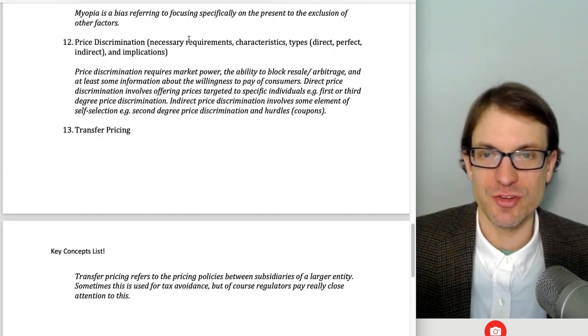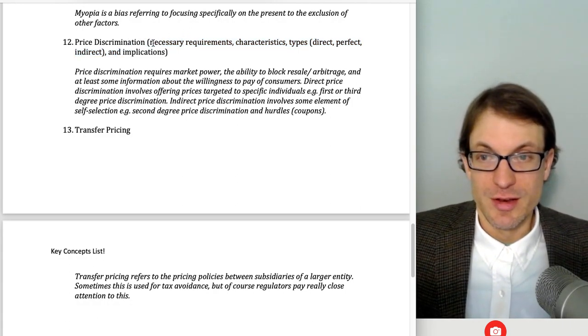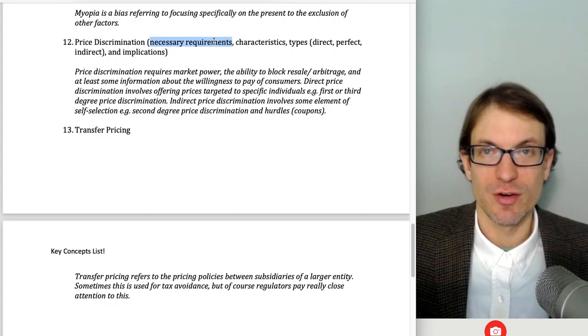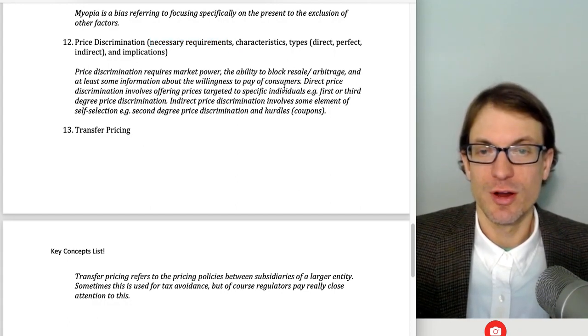All right, price discrimination. Know the necessary requirements, characteristics, types. The necessary requirements are that you've got to have market power, you've got to have the ability to block resale or arbitrage, and you have to have information about the willingness to pay of consumers, right?